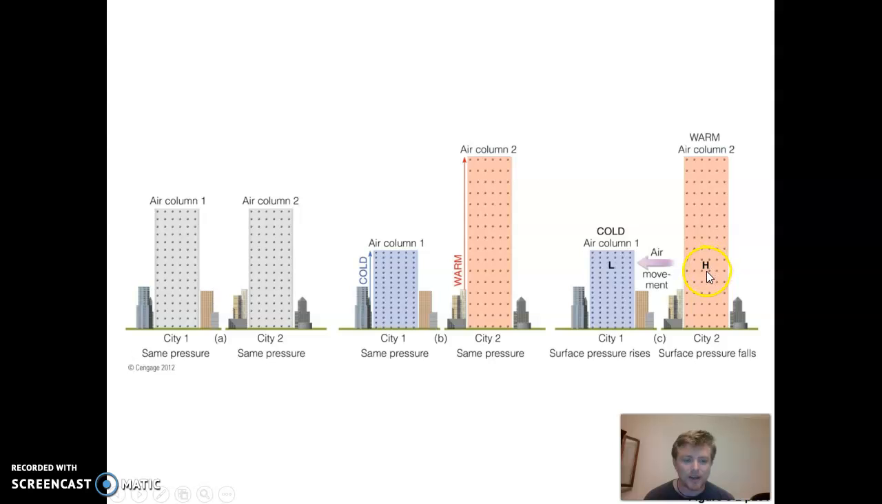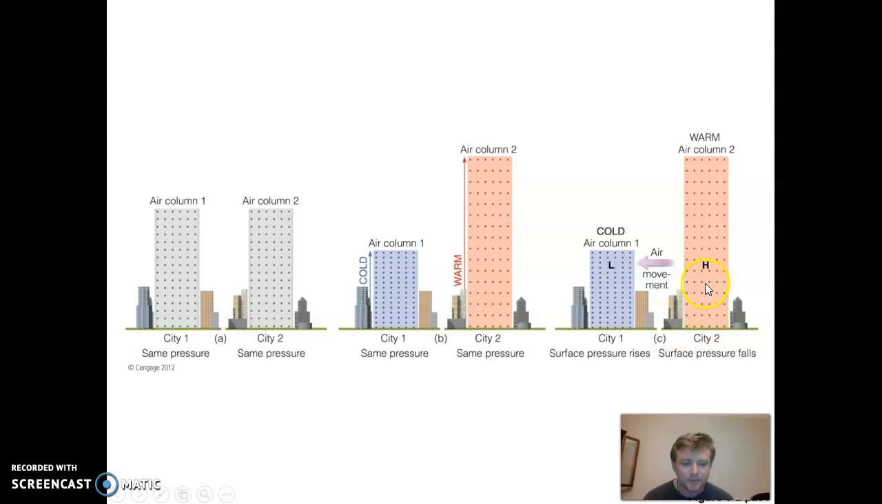And so if I took some of these little molecules, and I can't move them around, but if I took these molecules and started moving them over here, well, now we'd have to think about what happens at the surface. As I'm adding air at this altitude, that means the pressure in City 1 is actually going to be increasing at the surface. The pressure in City 2 is going to be decreasing as air moves.